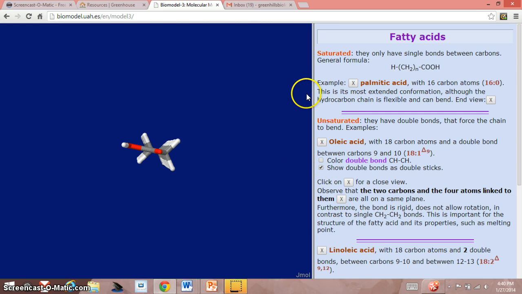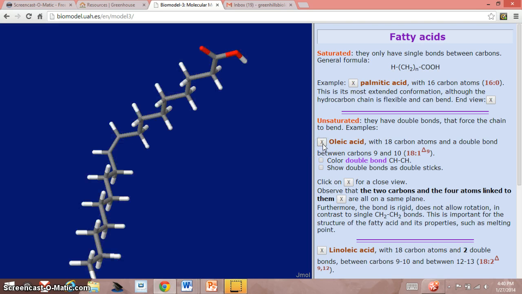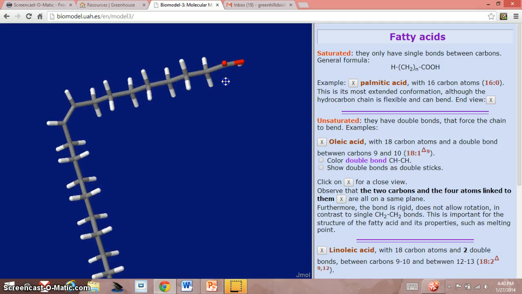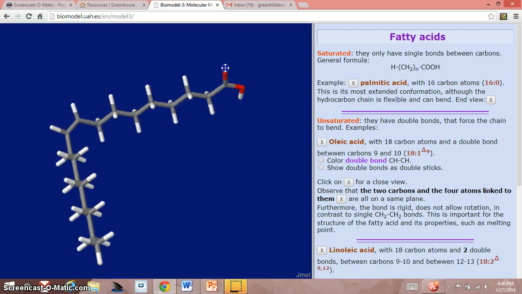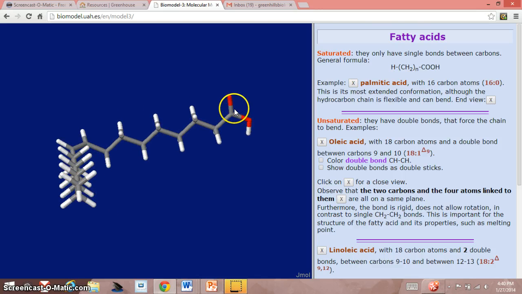All right, the next thing we're going to do is flip over the page, and it asks us to go back to the index, or actually we don't have to go back to the index. We can just click on oleic acid, which is the next fatty acid that's here. And we're going to look at this structure, and it asks us again how many carbon atoms are in the hydrocarbon chain. So remember, this one doesn't count.